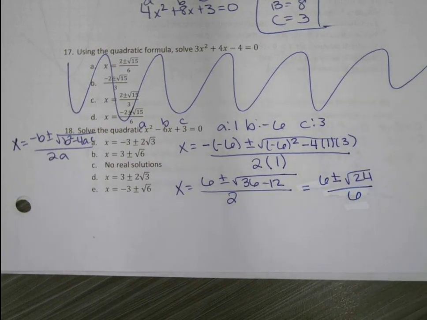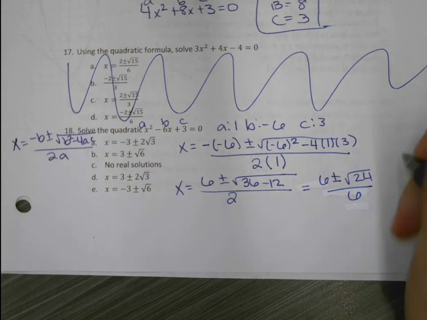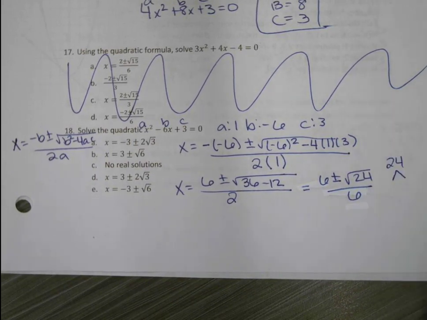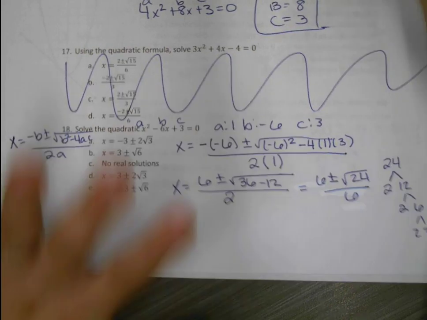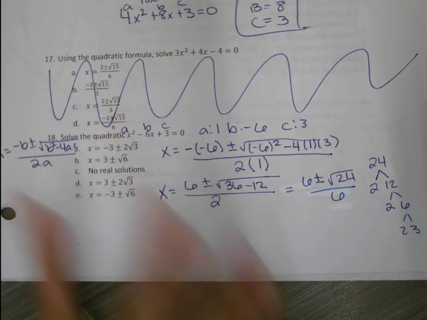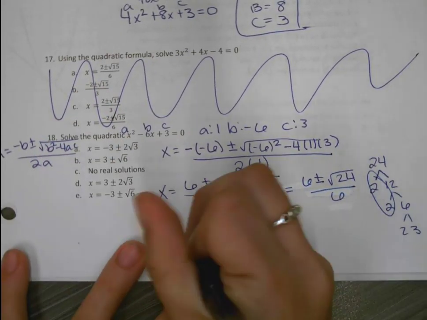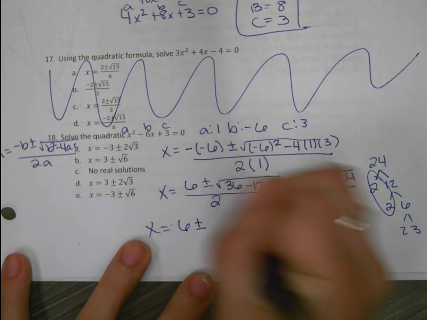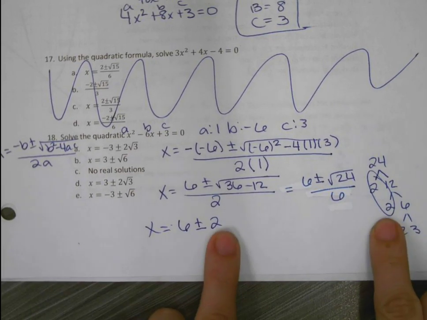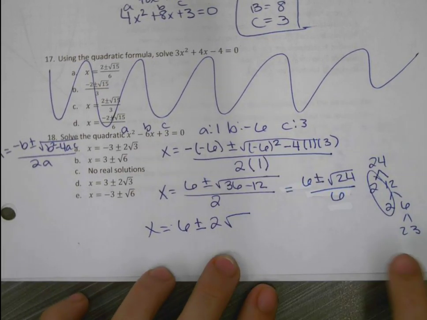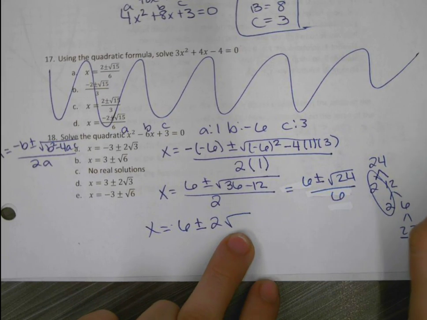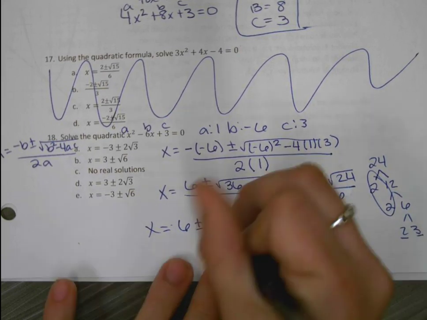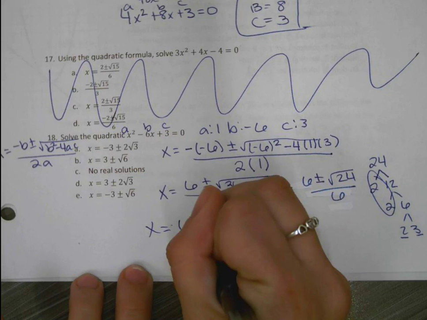Notice 24 is not a perfect square, but I can do the factor tree. So I'm going to look for my factors of 24. I have 2 and 12, 2 and 6, 2 and 3. Okay. I have a pair of 2's. So I'm going to go back to x equals. I still have 6 on top. Now I can pull out a 2. I just circled those. Inside the square root, I have the leftover numbers, which are 2 and 3. 2 times 3 is 6. And on the bottom, I still have 2.